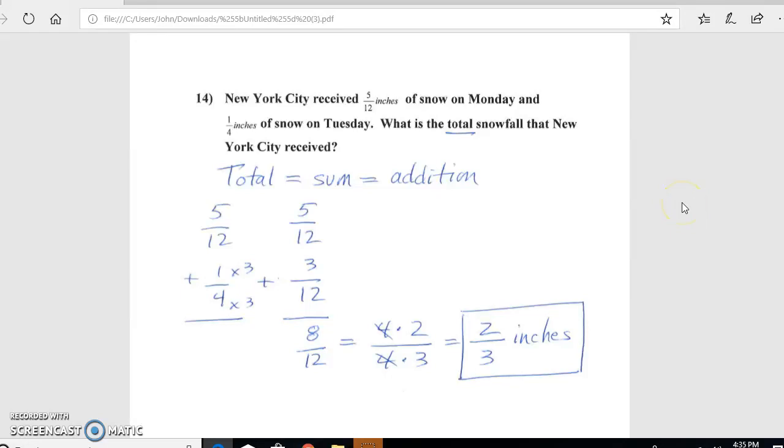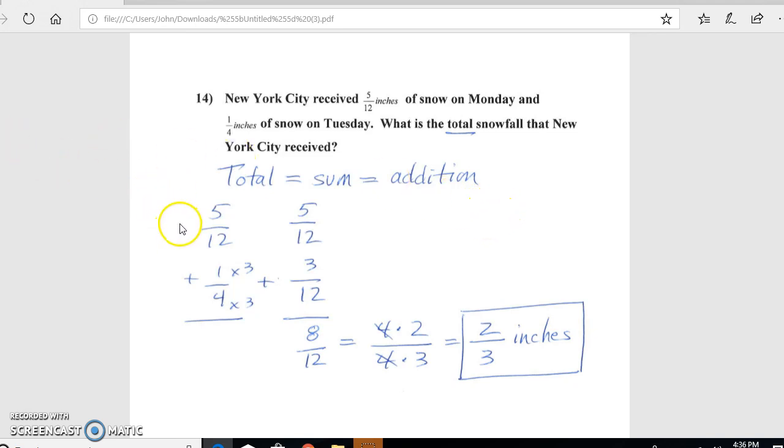This is the practice test for fractions. Here we're working on number 14, which states New York City received 5/12 inches of snow on Monday and 1/4 inch of snow on Tuesday. What is the total snowfall that New York City received? And the total is going to be the sum of the two fractions, or the addition of the two fractions.